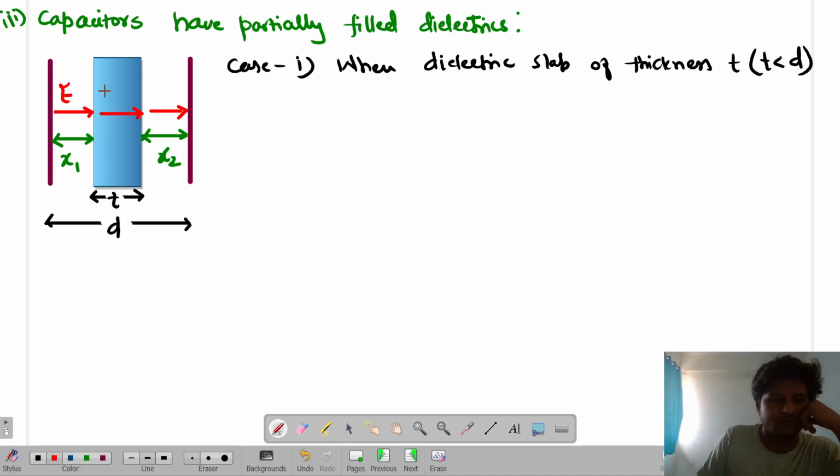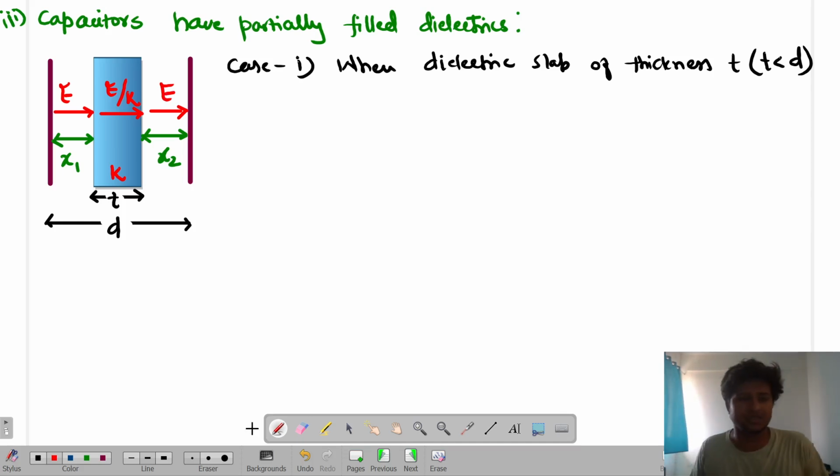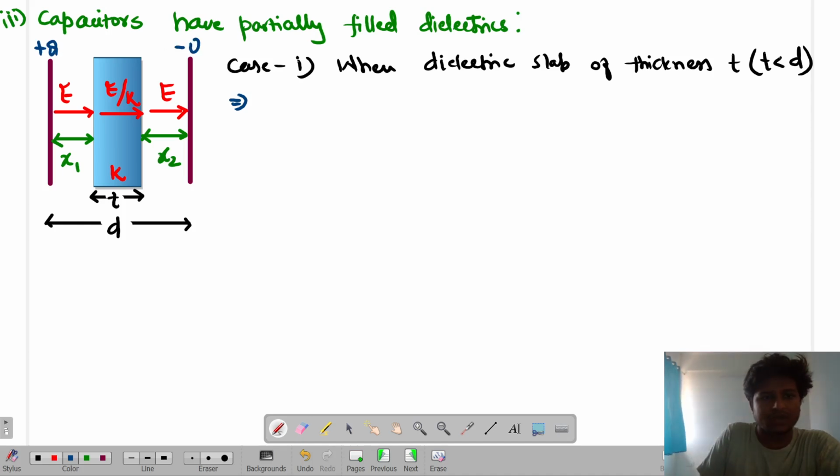So this is the electric field of air. Here, if the dielectric slab is of dielectric constant K, then here the electric field will be E by K, and here also it is just E, isn't it? Are you able to get me? So now look over here. We know that if this is plus Q and this is minus Q, the electric field due to plus Q and minus Q is what? Simple, Q by A epsilon naught, isn't it or not?